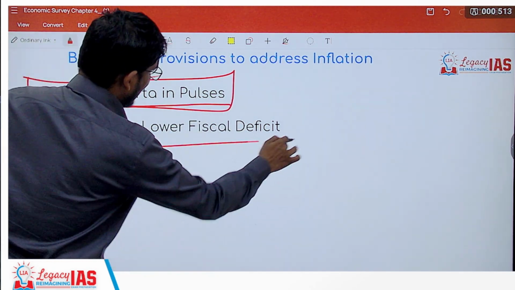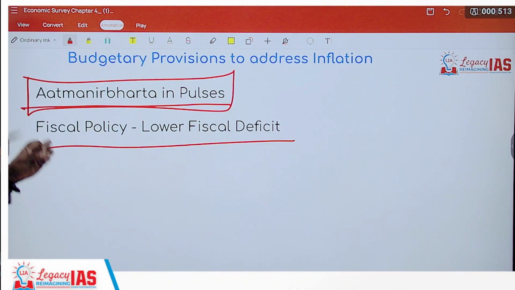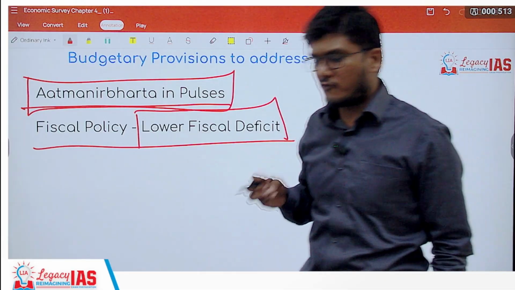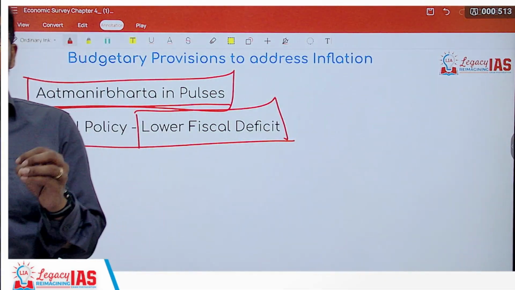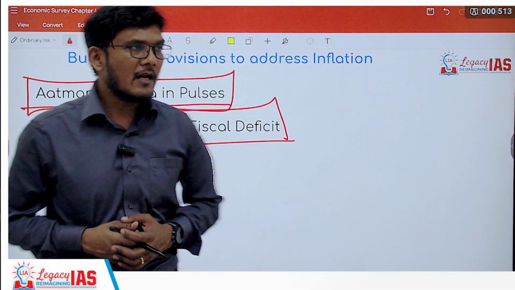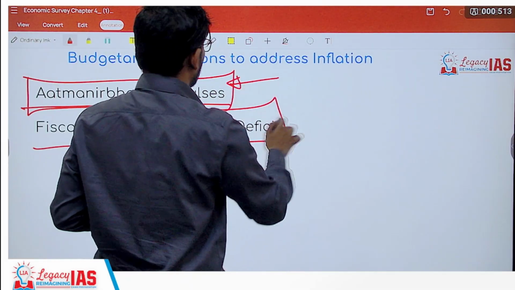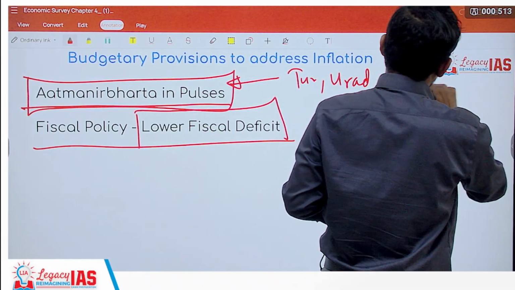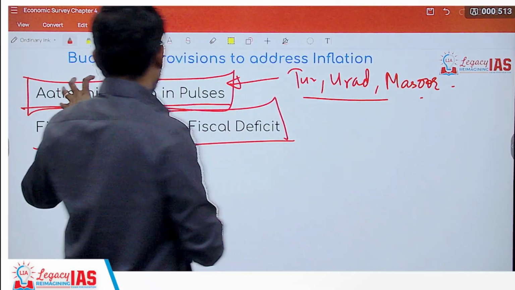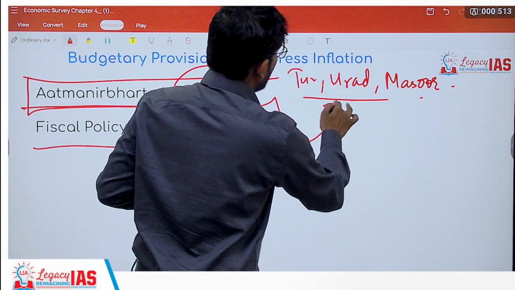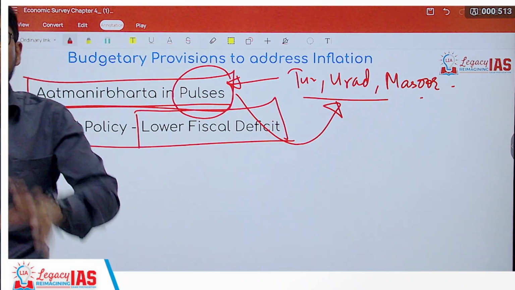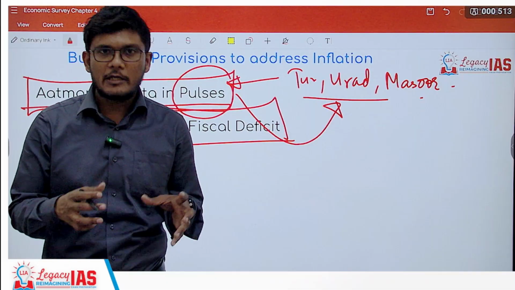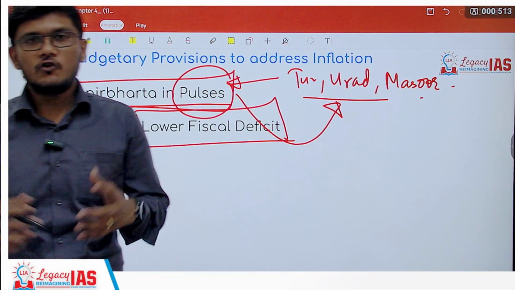Plus the government is following fiscal policy prudence, meaning it is targeting a lower fiscal deficit, which will also help to address or stabilize this inflation. But this is very important: there is special focus on tur, urad and masoor. These pulses are given special focus. In general, it is Atmanirbharta in pulses, specifically in these three, which should address to some extent, in the long run, the food inflation in particular and the headline inflation in general. Thank you.